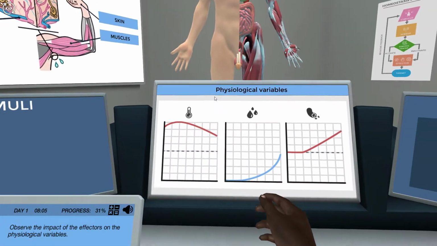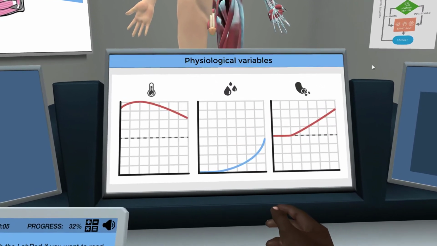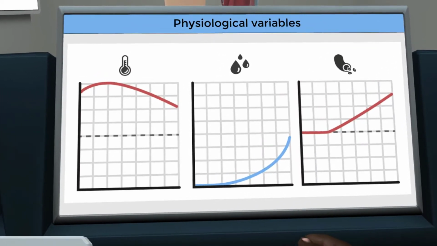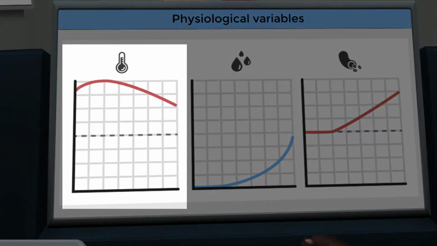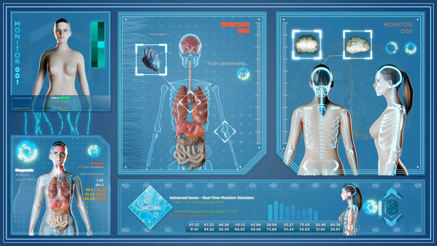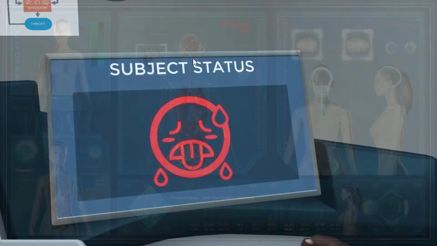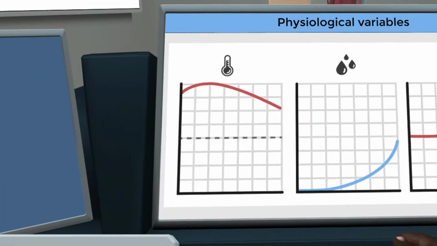Observe the impact of the effectors on the physiological variables. You can see that after the effectors kicked into action, the body temperature has stabilized, although it is not back to the resting value yet as the stimulus is still ongoing. This is a good example of a homeostatic system in action to maintain a physiological variable within a healthy range for the entire body. Switch the air conditioning back on.